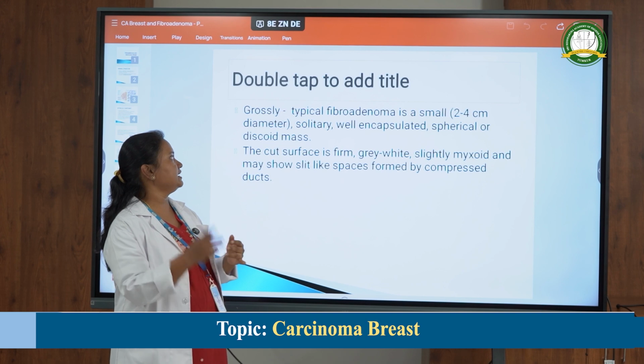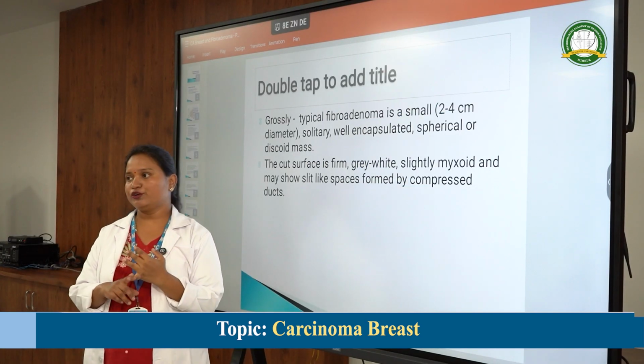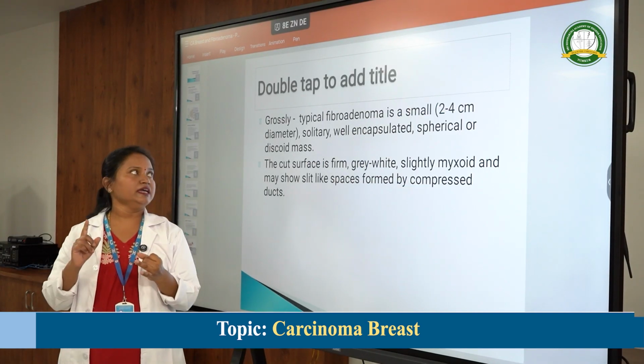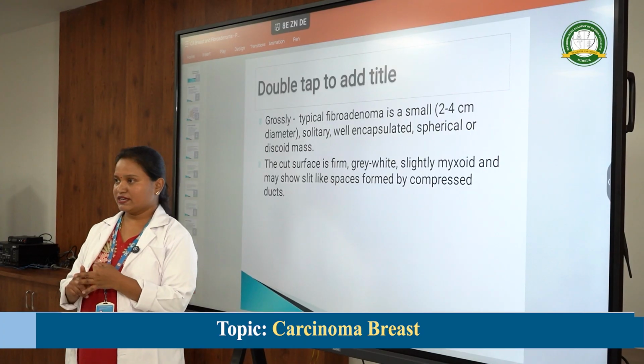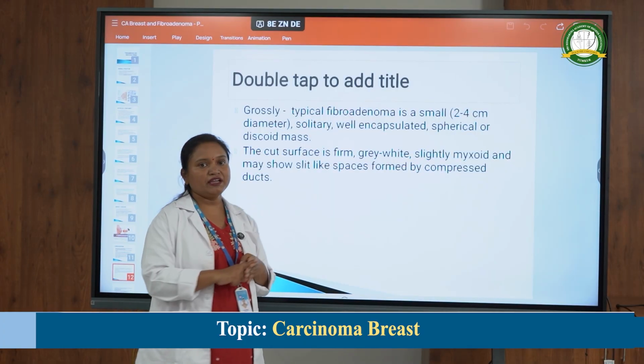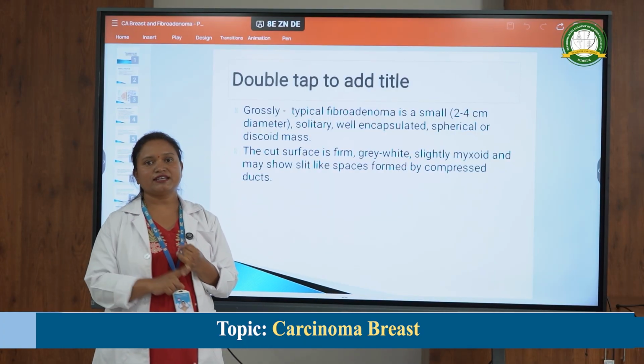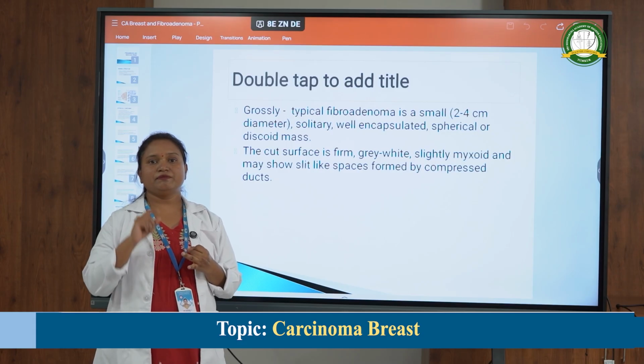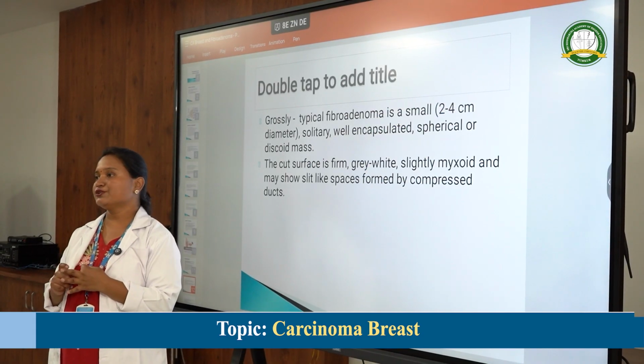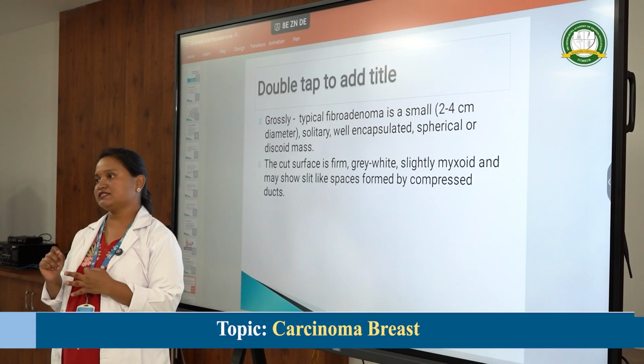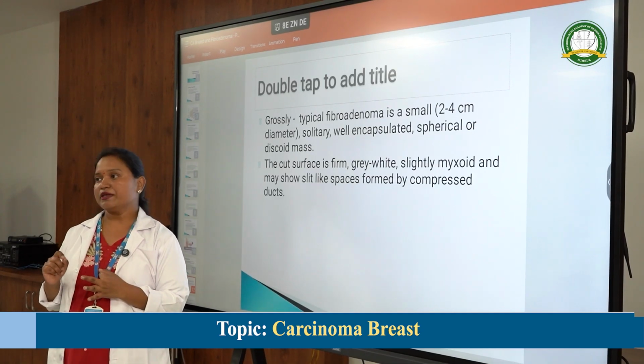Grossly what you will see is a small mass, 2 to 4 centimeter in diameter. It is solitary, well circumscribed, and a spherical or discoid mass. If you give a cut section, it will be firm and grey white in color, and you will also see slit-like spaces, which are characteristic of fibroadenoma.